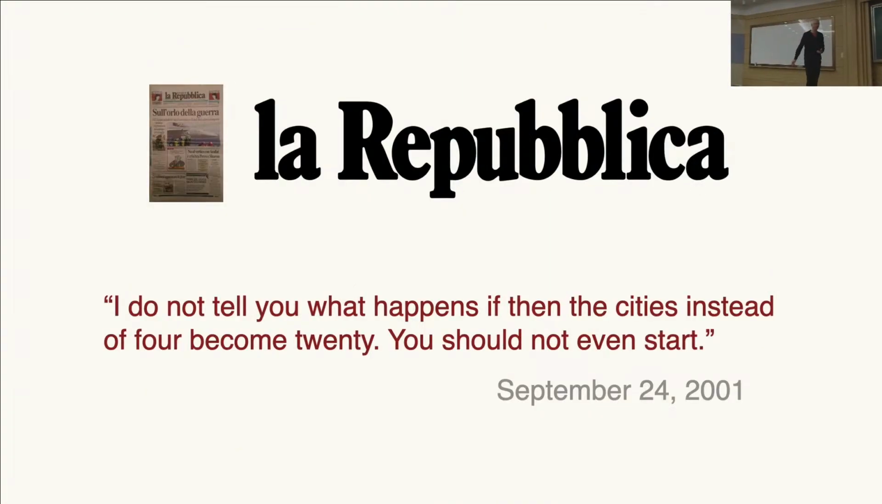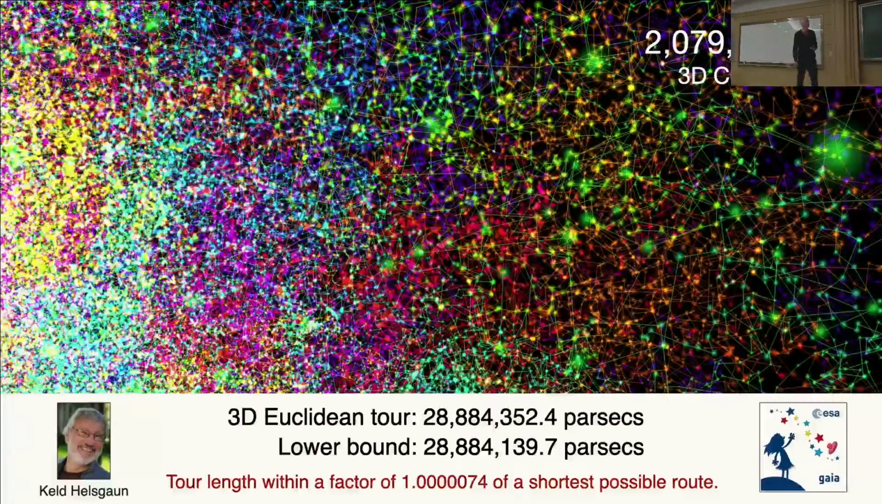Nonetheless, newspapers say we have 20 cities, you shouldn't even bother trying to solve that. So what to do? Well, Keld Helsgaun and I thought, well, let's try to do bigger. We tried to do a problem that was 100,000 times bigger than 20. So we had 2 million stars. We worked very hard, but we were not able to solve it. But we came close, right?